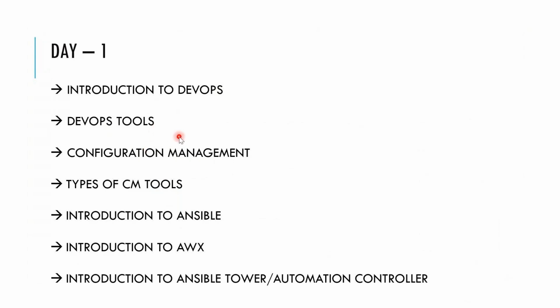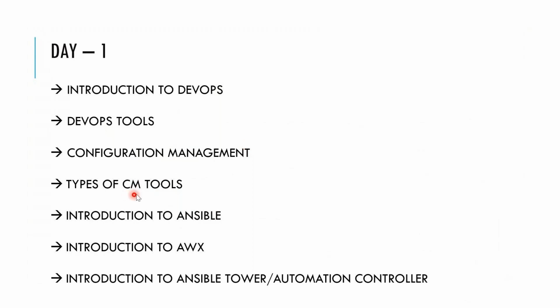The third one is configuration management. It comes under continuous deployment. When it comes to deployment, we are using Terraform for server provisioning. But configuration management is used after the server provisioning. Once the server is ready, you can use a configuration management tool to install the necessary software and do the configuration management.